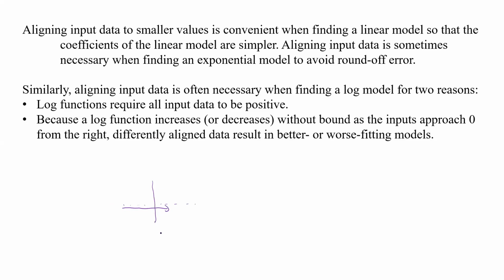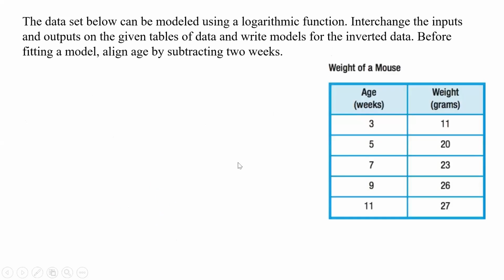That's going to be the key that we'll be using in this next example to get a better fitting model. The data set below can be modeled using a logarithmic function. Interchange the points for input and output on the given data table, and write models for the inverted data. Before fitting the model, align by subtracting 2 weeks. If we subtract 2 weeks, our points are going to be 1, 3, 5, 7, and 9. So that's what we're going to type in.